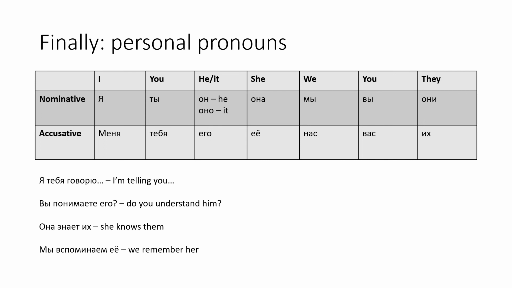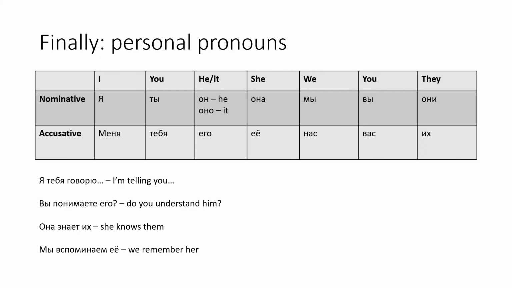We have some example sentences here. Я тебя говорю, or я говорю тебя. As I mentioned, word order isn't as important in Russian, and you can change it around because the form of the word tells you the meaning. Я тебя говорю. You can see that тебя is in the accusative case, therefore it's "I'm telling you", because я is the subject and therefore it's in the nominative case.